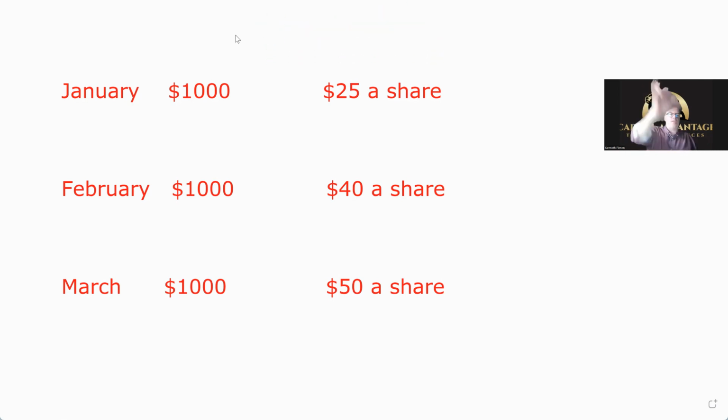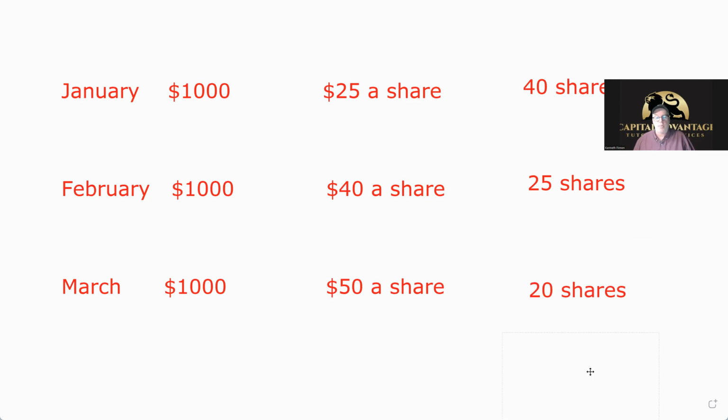So in this case, I put 1,000 in. It's trading at 25. So what happens is I buy 40 shares. And then it's a little higher when the next month it's trading at $40 a share. I buy less shares because it's more. So I buy 25 shares. And then in March, when it's at 50, I'm going to buy 20. So as it gets higher, I buy less. When it's lower, I buy more. I'm not changing the dollar amount. It's just the number of shares I get that changes.